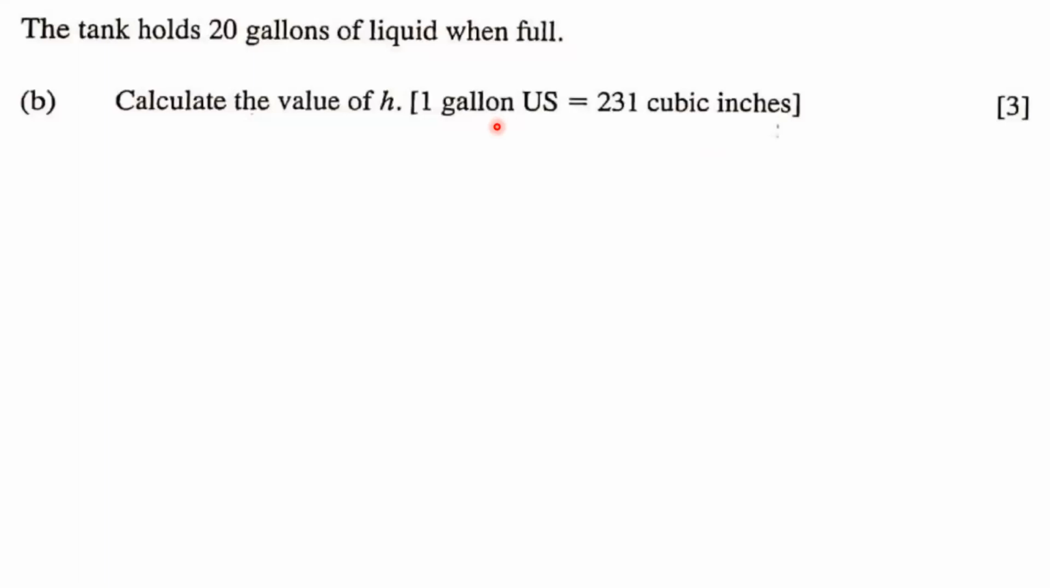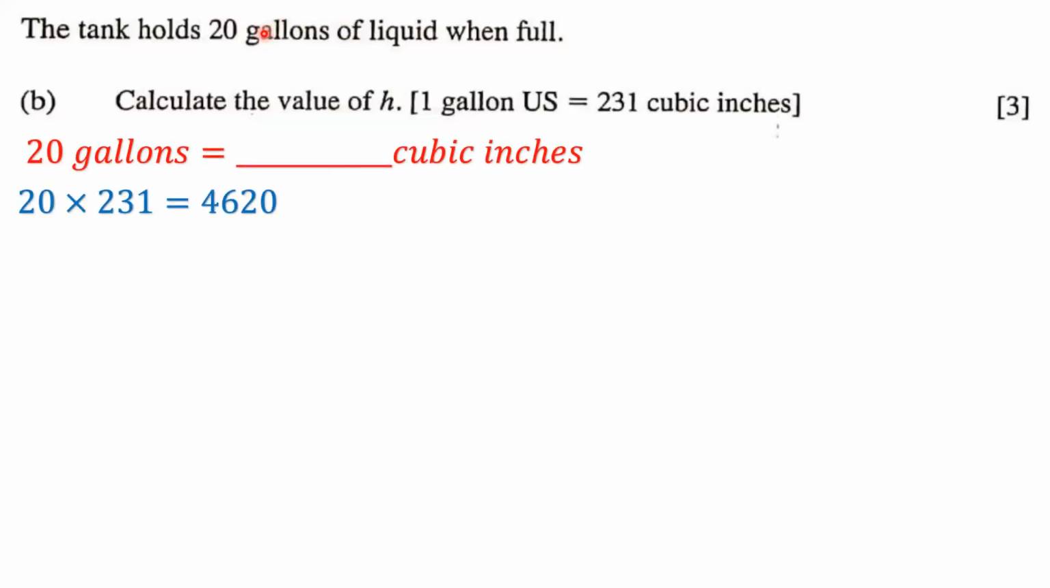So what we need to do is change 20 gallons into cubic inches. And we do that by multiplying, because 1 gallon is 231 cubic inches. So if you want 20 gallons, just multiply by 20. And 20 multiplied by 231 is 4,620. So that means that 20 gallons is 4,620 cubic inches. Now that we know the volume, the volume of the tank is 4,620.